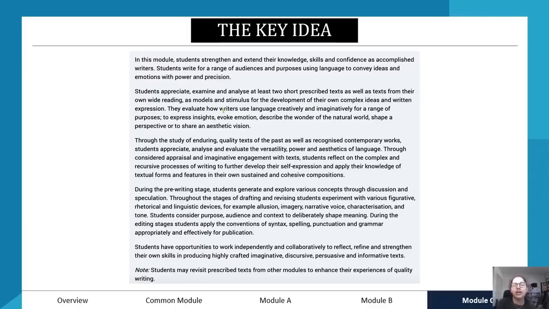So all that you've learned from analyzing your text from Common Module, Module A, and Module B, and also you have texts set out for this module as well. So your prescribed text for Module C. So it's now looking at all that you've learned and implementing that to create your own piece of writing that has a purpose. And then you may also be asked to evaluate that writing, and that's where a reflection comes in. A reflection is important.